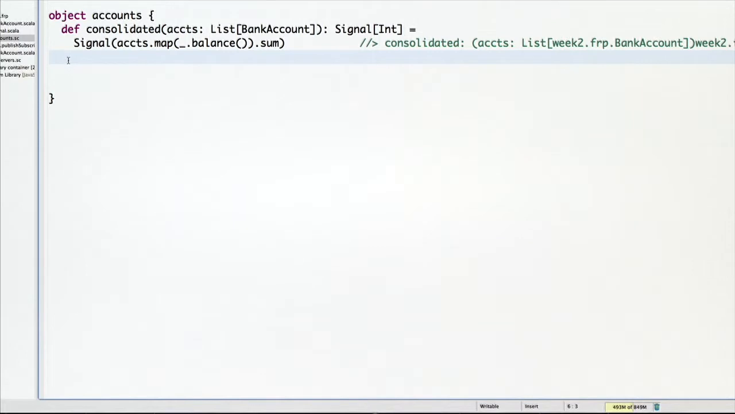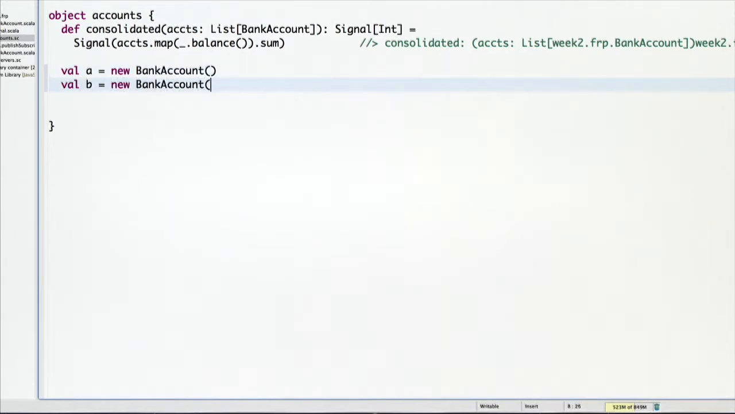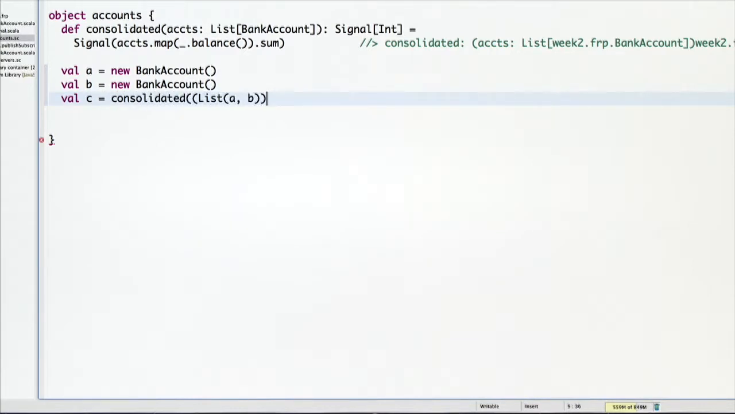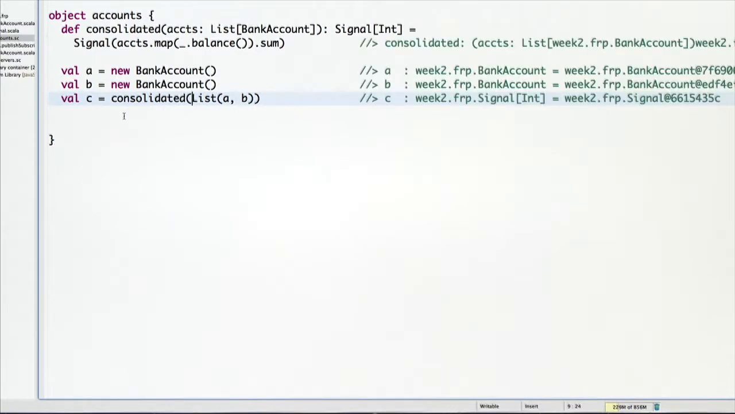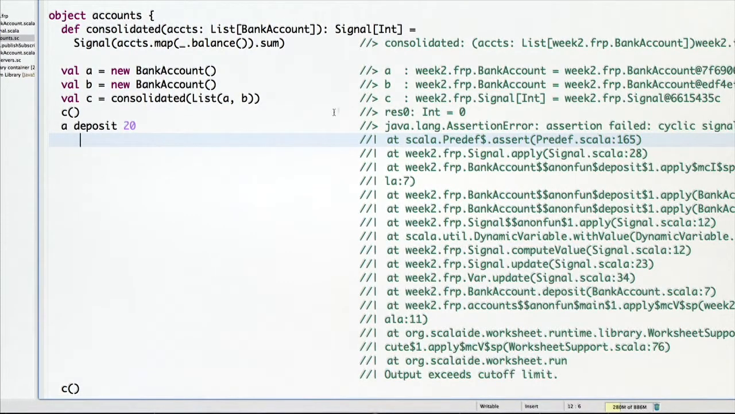What we do now is we define, as before, a number of bank accounts. And we want to find out the total balance in consolidated, so the value of consolidated at the current time. All right, so we get 0 as expected. Let's deposit some amount in A and try again. Oops, we got an assertion error.